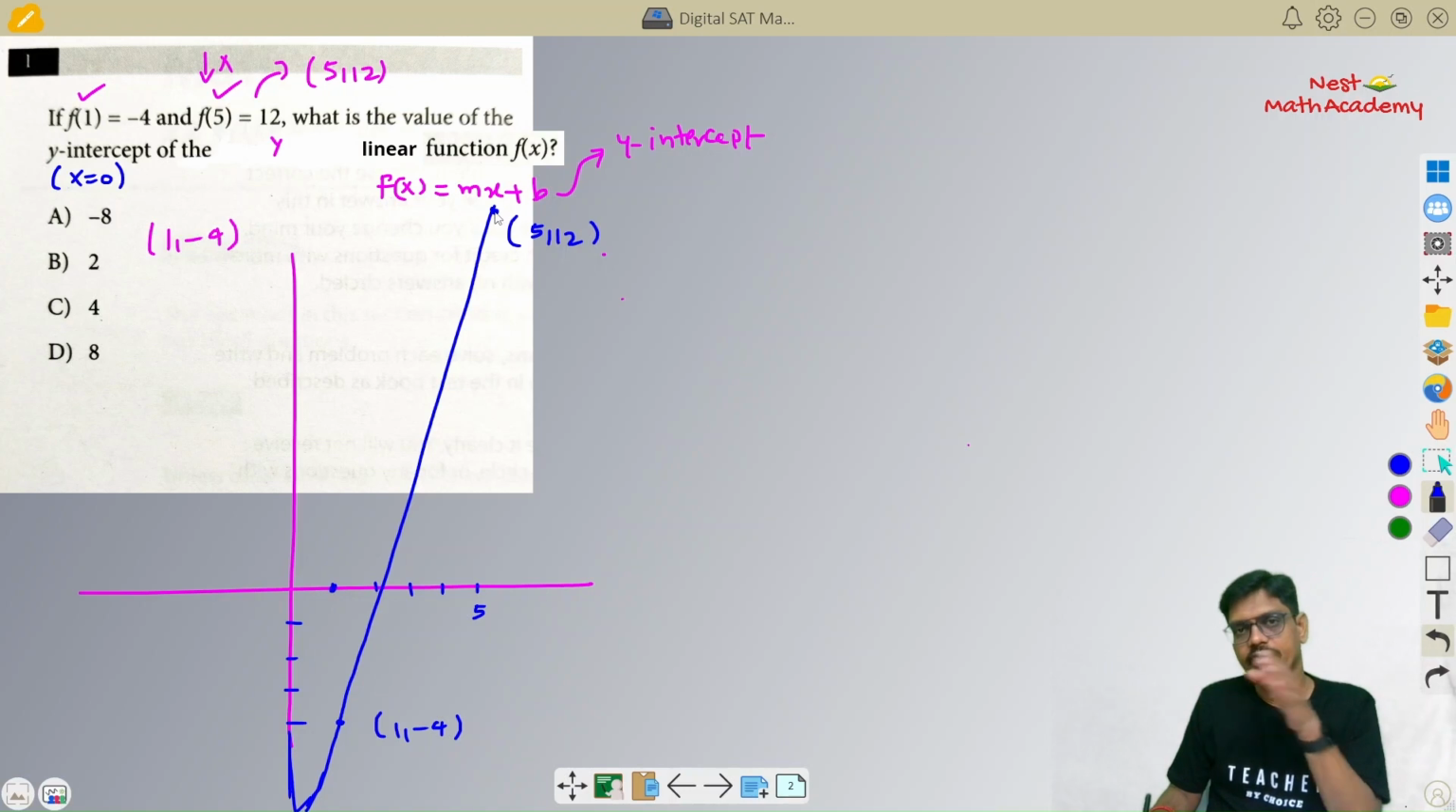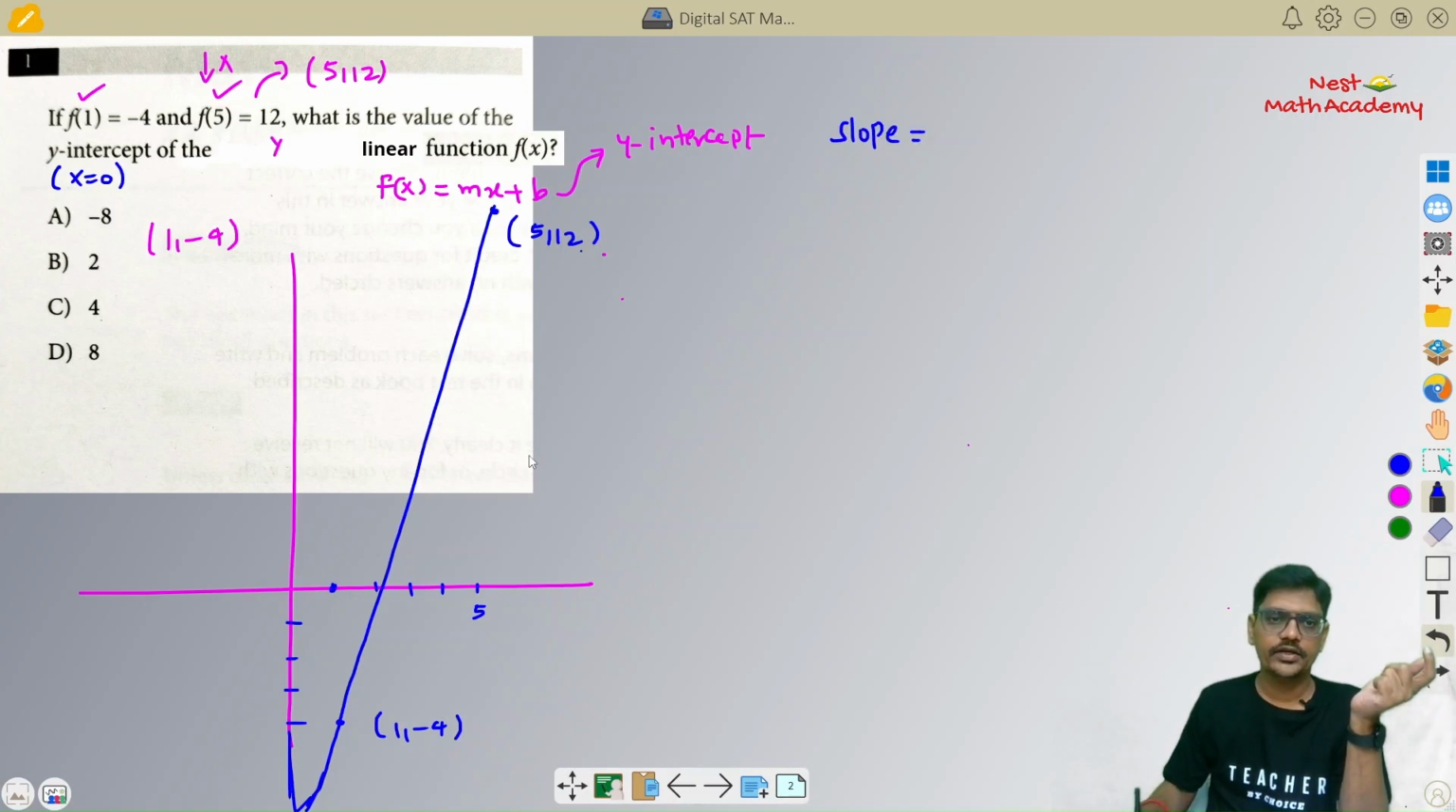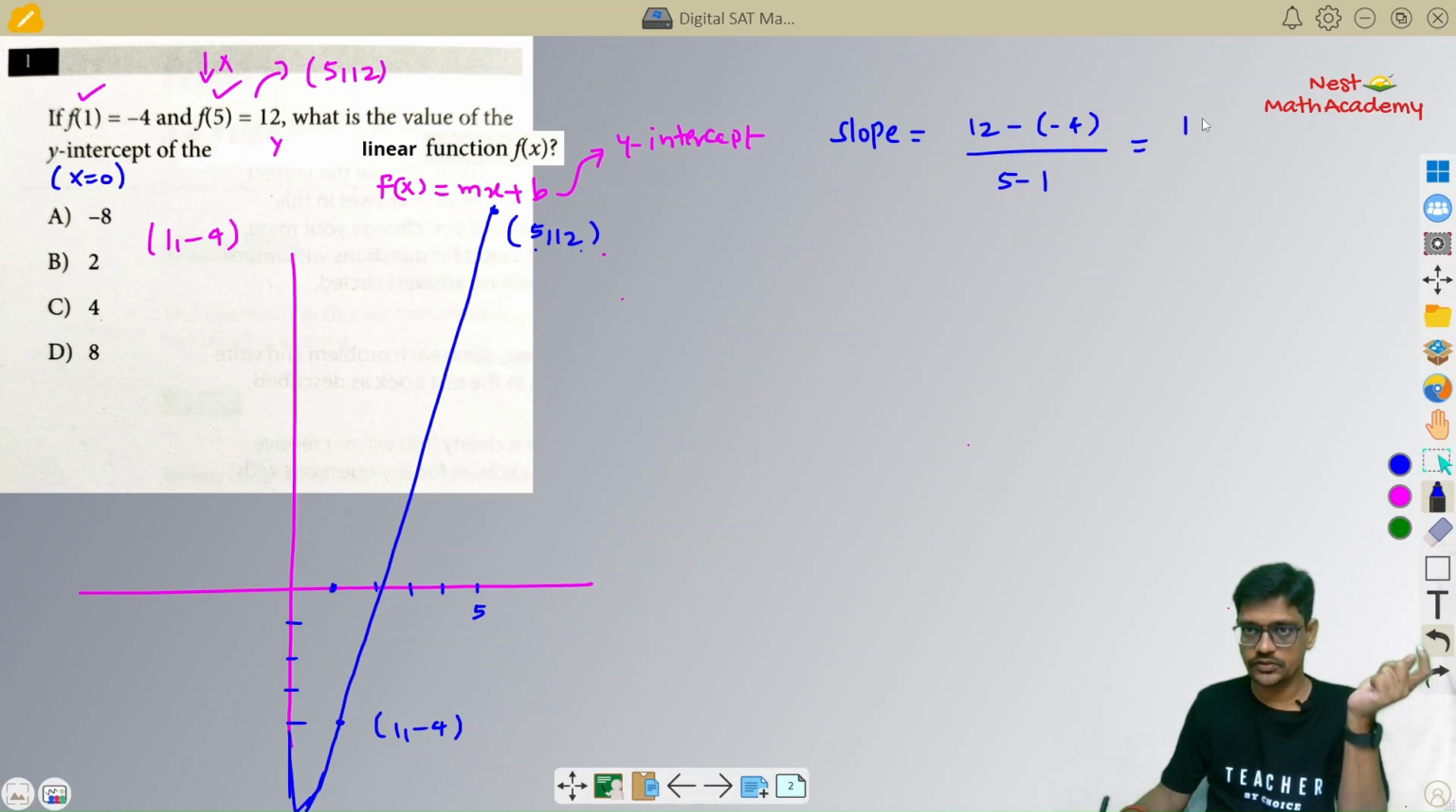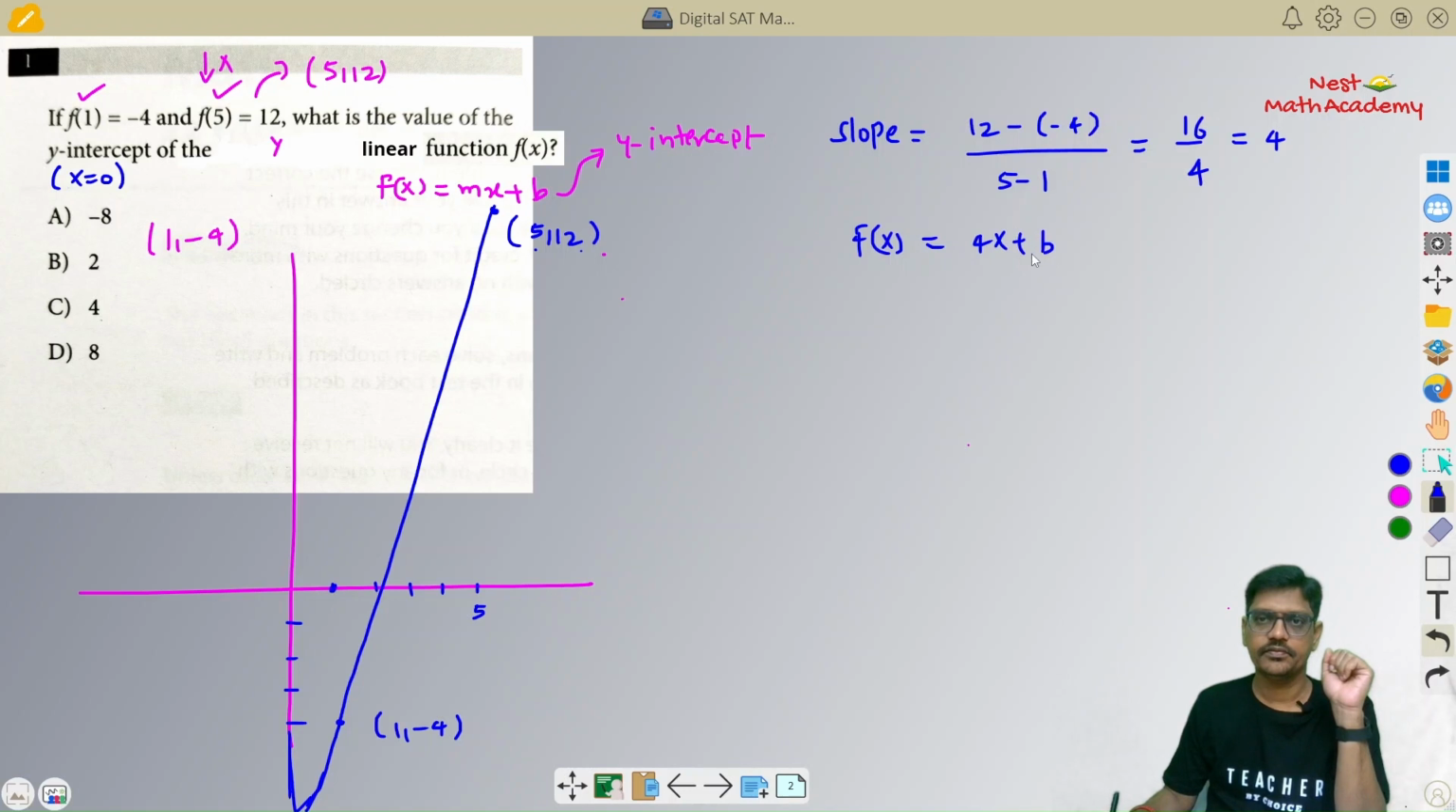To find m and b, we can find the slope first using the slope formula. Slope is given by y2 minus y1, 12 minus of -4, over x2 minus x1, 5 minus 1, which is equal to 16 divided by 4, which is 4. The slope of this line is 4. Then replace m with 4 here. Therefore, your equation will be f of x is equal to mx plus b, which is 4x plus b.